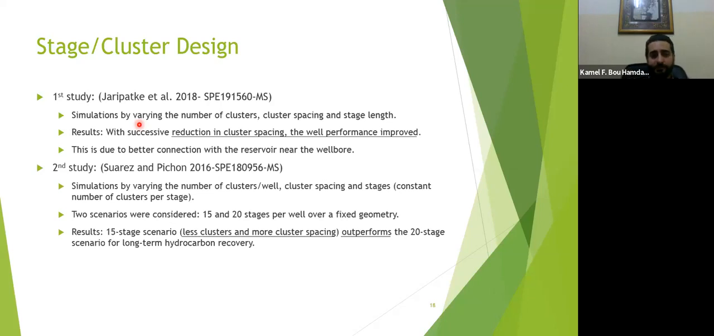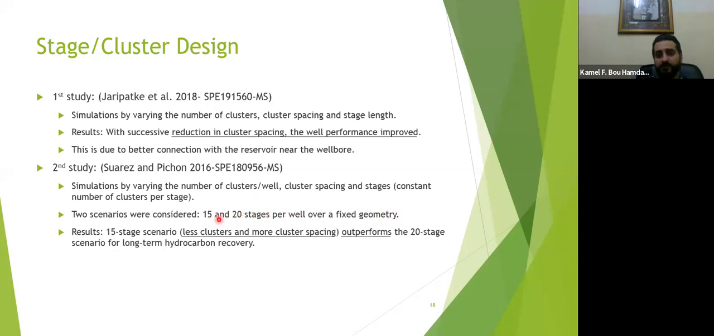Moving on to the next study, they also did several simulations. They varied the number of clusters per well. So that's per well and not per stage. They also looked at the cluster spacing and the different stages. Here they assumed that we have a fixed number of clusters per stage. The main scenarios were two: either 15 stages or 20 stages per well. Now, since our condition is that we have a constant number of clusters, this means that the 20 stage has more clusters than the 15 stage. We have also a fixed geometry.